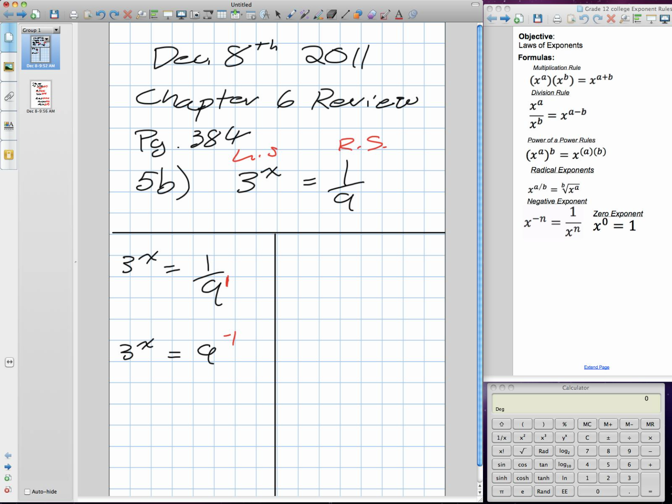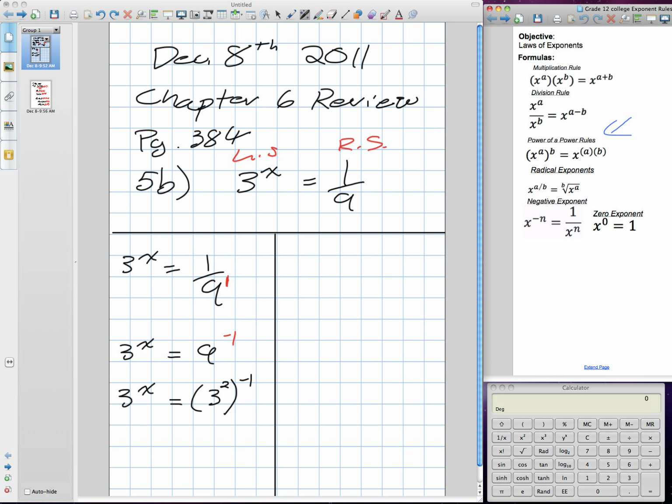Okay? The next thing I need to do is look at our 9 here. I need to change it to the base 3. Anyone know what base 3 would be equal to 9? 3 to the power of what? 2. 3 to the power of 2. So we can replace 9 with 3 to the power of 2, to the power of -1. Now, if you guys remember our exponent rules, a power of a power right here, we're going to multiply the two exponents by each other.